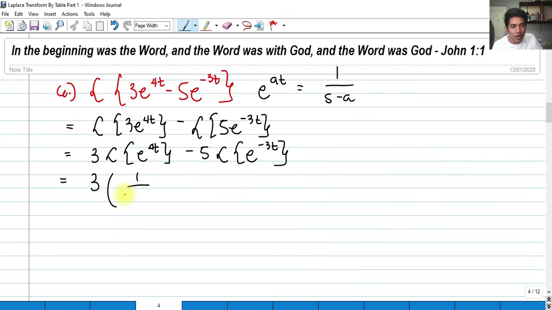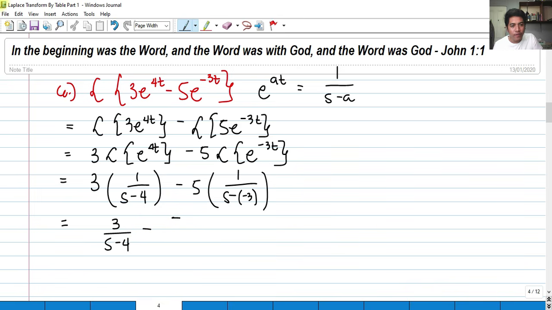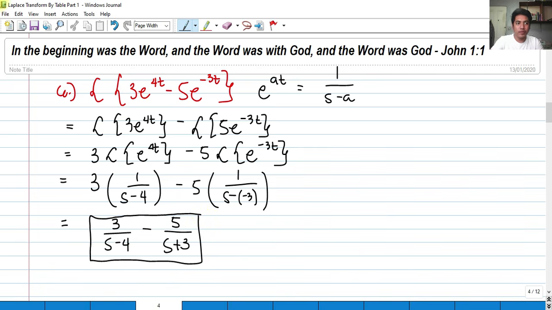So we have 1 over s minus 4, minus 5 times the Laplace transform where our a here is negative 3. So we have 1 over, take note of the negative sign, this is s minus a, and a is negative. So we have s minus the negative 3, because that's the value of our a in the given exponential function. So we have 3 over s minus 4 minus 5 over s plus 3. And this is our answer for this problem.